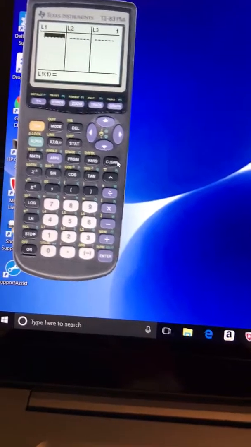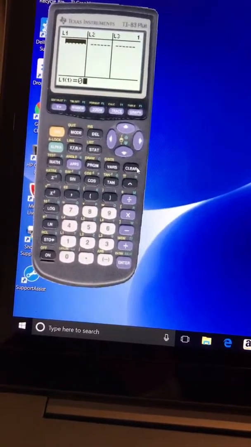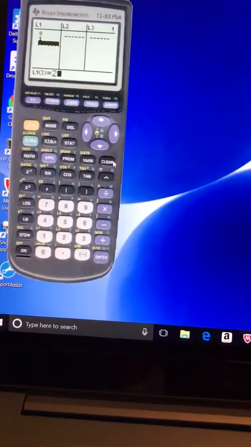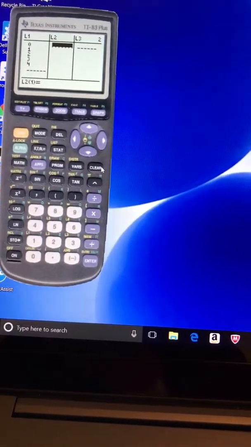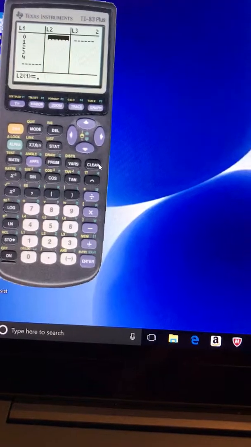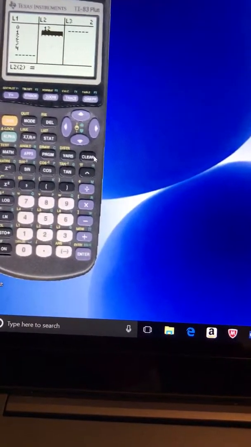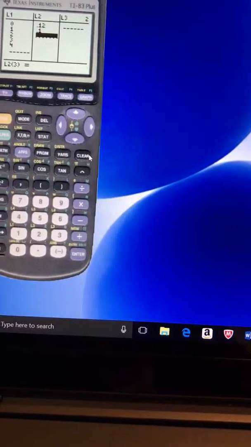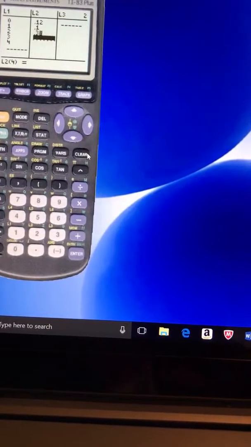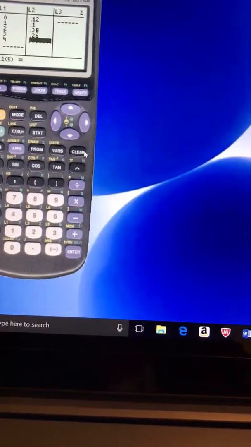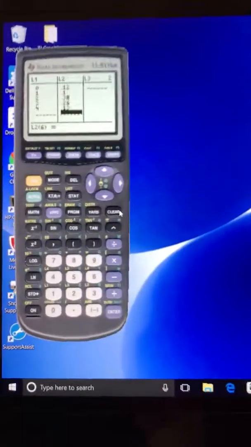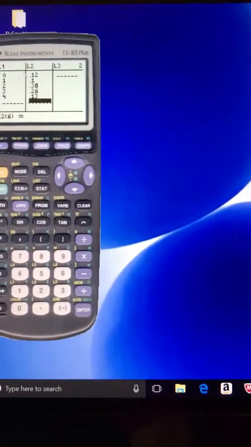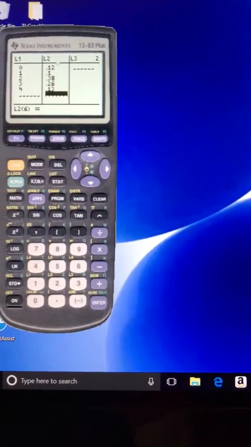So in L1, you type your X values. So we have 0, 1, 2, 3, 4. And in L2, you type your P of X values. So 0.12, 0.11, 0.38, 0.26, and 0.13. So it's like when we did the frequency distributions using midpoints and frequencies, same idea.